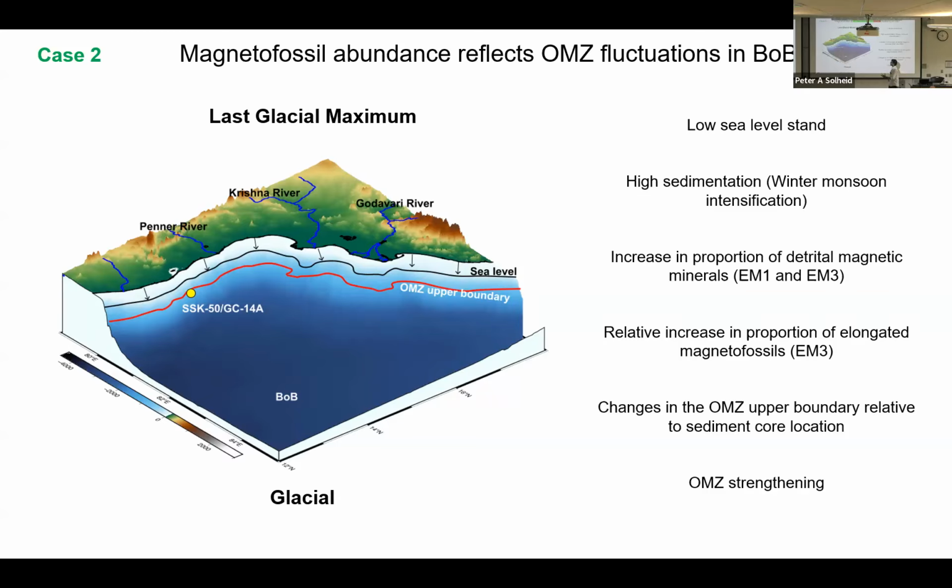And EM3 is detritus plus biogenic hard minerals. That includes the elongated conventional magnetofossil plus the biogenic needles that are also incorporated into EM3. So what this represents is that when the concentration of these elongated magnetofossils increases, that means we have OMZ strengthening because of the lower oxygen levels.